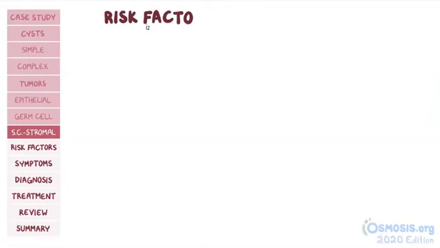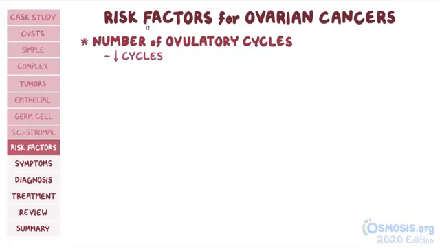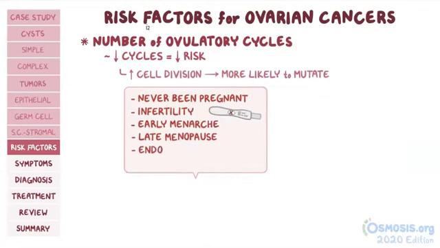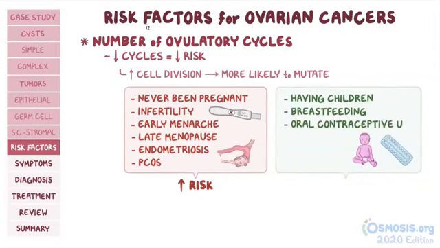Now, there are plenty of risk factors associated with ovarian cancers, but the most important one you need to remember for your exams is the number of ovulatory cycles. The fewer ovulatory cycles, the smaller the risk of developing ovarian cancer. This is because ovulation requires continual replication, so the more the cells divide, the more likely they will mutate and become cancerous. So, never having been pregnant, infertility, early age of menarche, late menopause, as well as endometriosis and PCOS, due to the fact that they are both related to infertility, all increase the risk of ovarian cancer. In contrast, pregnancy, breastfeeding, and oral contraceptive use can decrease the risk due to the inhibition of ovulation.